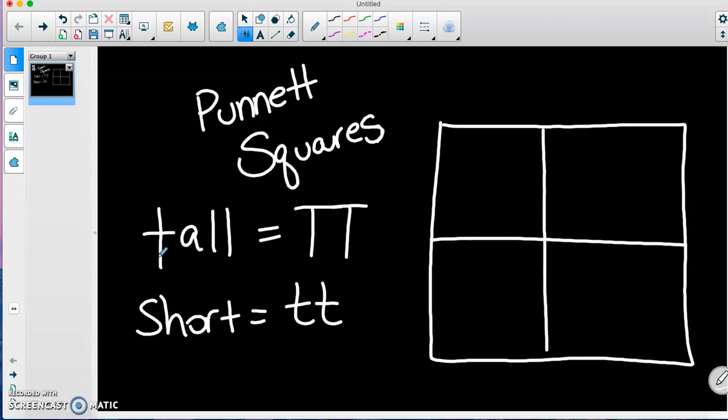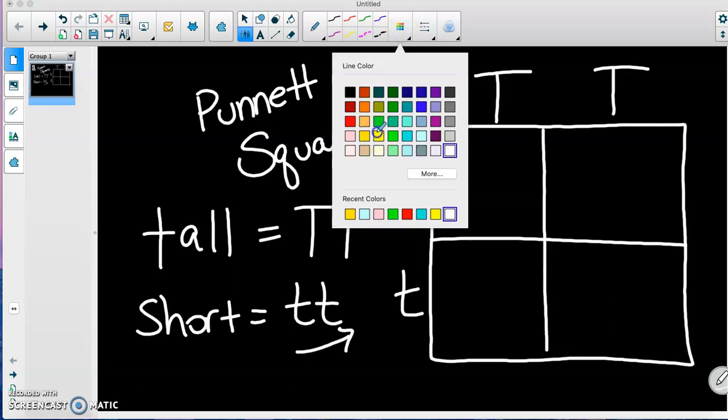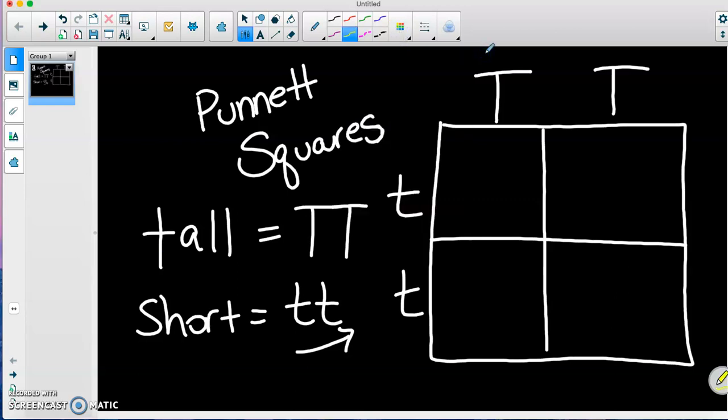So if I look here at my square, I'm going to put my tall on the top, capital T, capital T, and then my short one is going to go on the side right here, lowercase t, lowercase t. Let's change colors for a second. How I fill this in is my capital is always going to go first, and then my lowercase. So I'm bringing that capital straight down. My lowercase is coming right here.